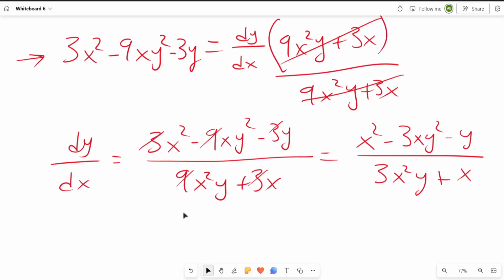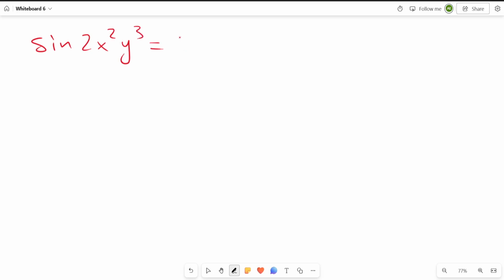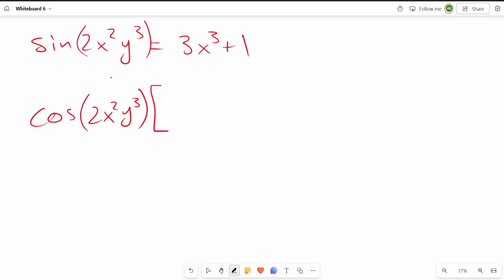Let's take another example. Let's say we have sine 2x squared y cubed equals 3x cubed plus 1. So let's differentiate that implicitly. So first we're going to start by differentiating the sine. So it's going to be cosine of what is inside, 2x squared y cubed, and then multiplying the differentiation of what's inside. So the differentiation of this again is a product rule.